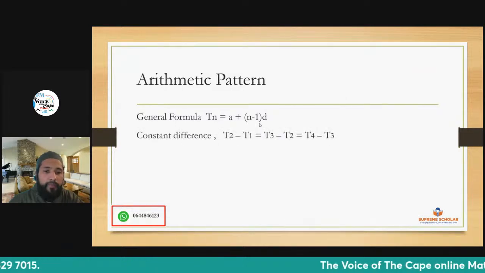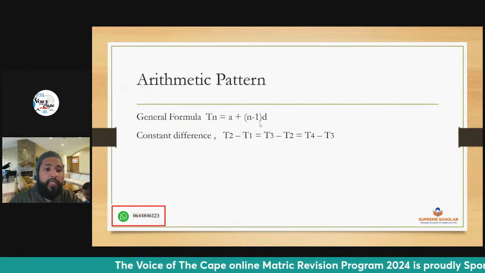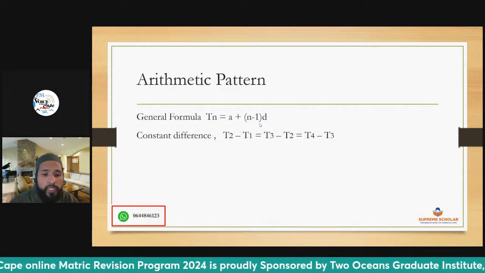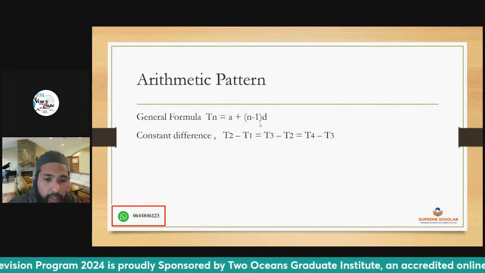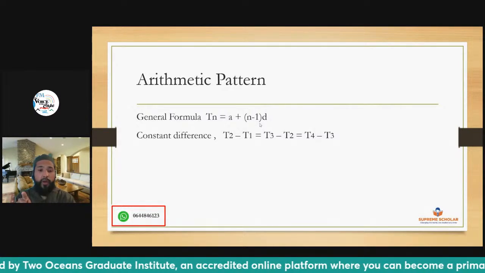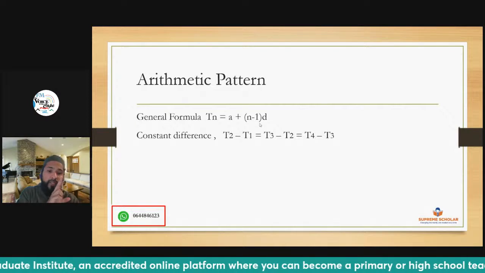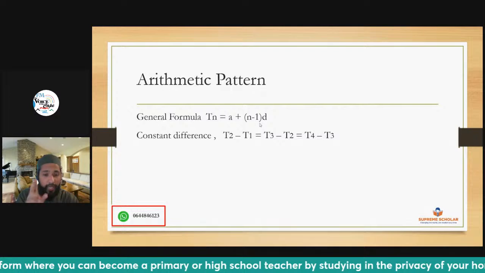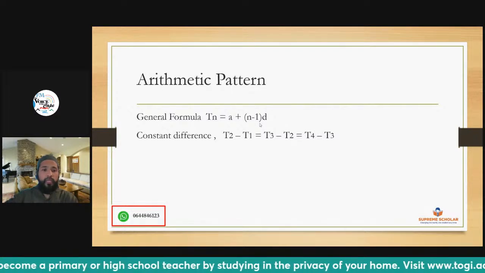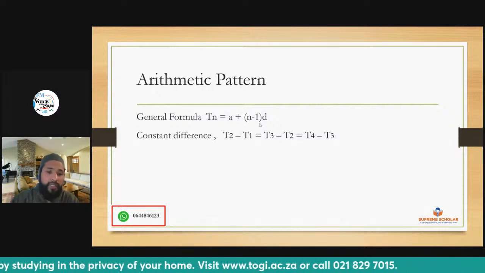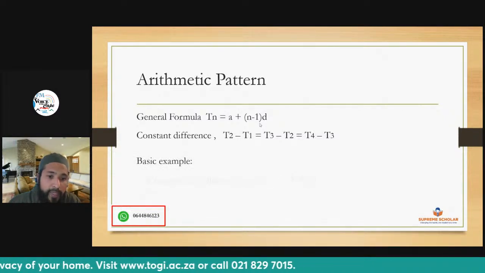Something important that you need to remember, which I said a couple of times, is that T2 minus T1 is equal to T3 minus T2 is equal to T4 minus T3. What do I mean by that? The value of term number 2 minus the value of term number 1 is the same as the value of term number 3 minus term number 2, and it is the same as the value of term number 4 minus term number 3, and you can go on like that. Term number 100 minus term number 99 is going to be exactly the same number because it's an arithmetic pattern.